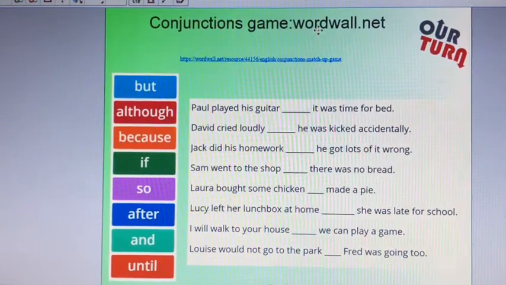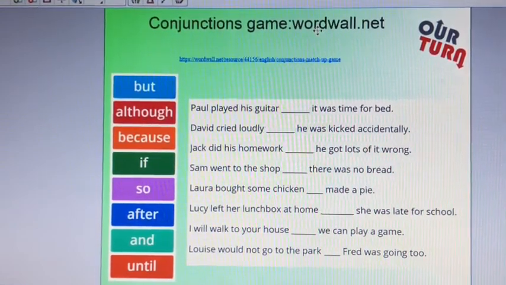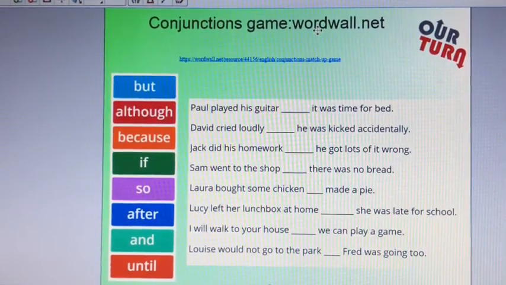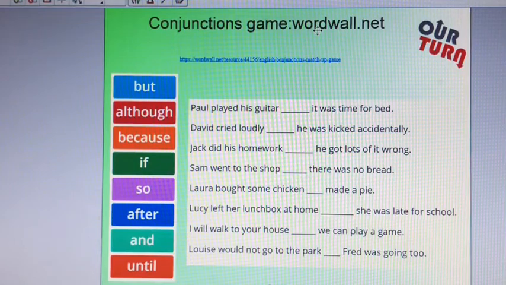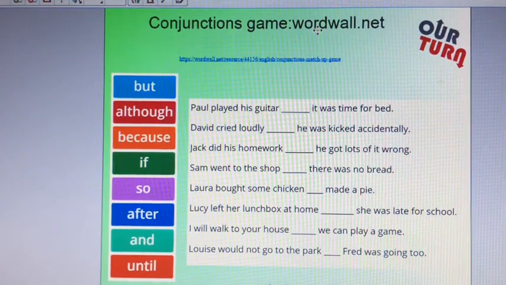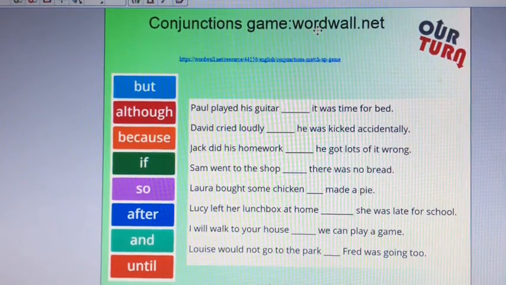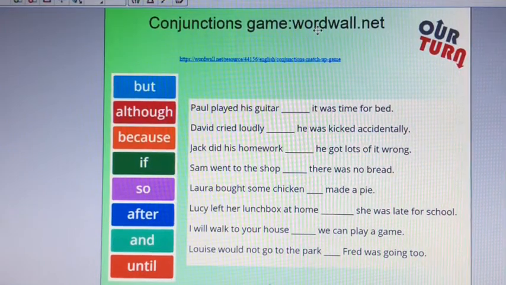Another challenge for you. While I was planning my lesson, I came across this game, which I actually found quite challenging, quite tricky, but fun. It definitely kept me on my toes. As you can see, there are blanks again. You've got to choose the most appropriate conjunction to go into the blanks.